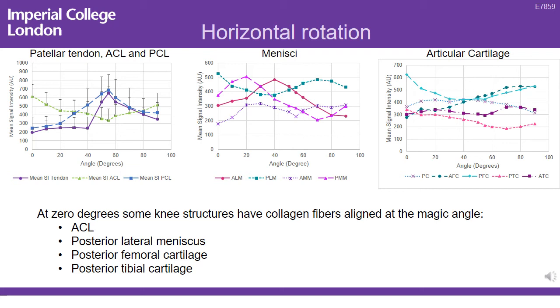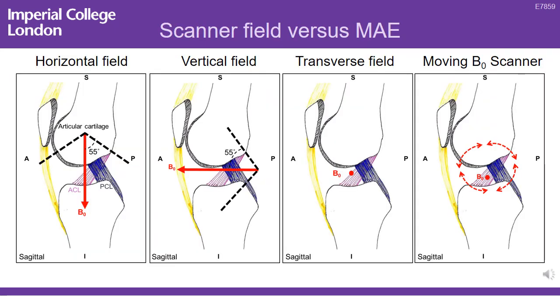That is why a whole goat knee was scanned at different horizontal angles to B0, and regions of interest were plotted to determine the signal intensity variation for different tissues. Interestingly, some tissues at the 0 degrees, which is the position we would normally scan patients in, actually are exhibiting a magic angle effect. That previous experiment was performed on a horizontal field scanner. You can see here from this slide that the anatomy positioned at the magic angle will be dependent on the field direction of the MR scanner system being used to create the images.